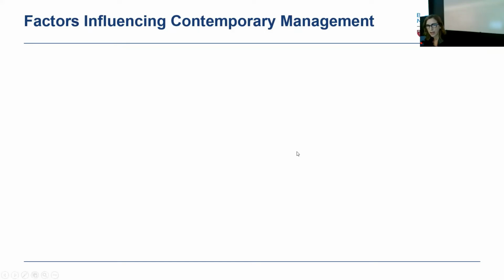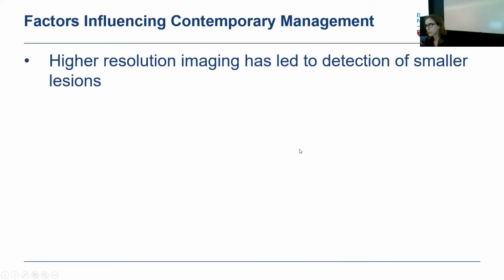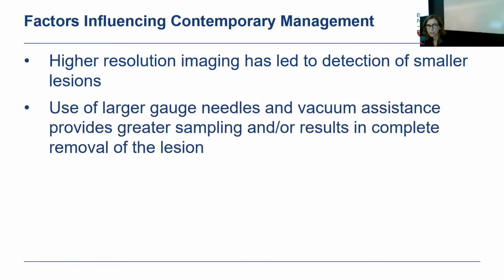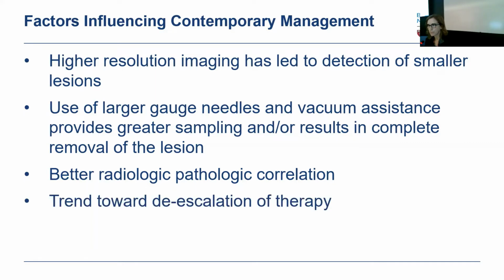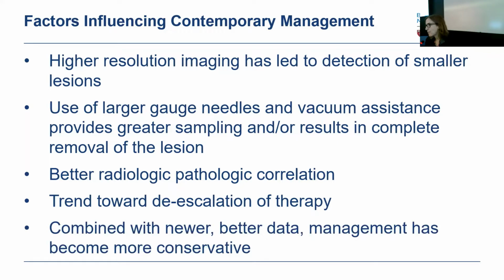But there are a number of factors that have influenced a change in management, so that contemporary management is somewhat different. We have higher resolution imaging that has led to detection of smaller and smaller lesions. We have use of larger gauge needles and vacuum-assisted devices, which provide greater sampling or result in complete removal of the lesion. We also are better now at radiologic-pathologic correlation. I think we make more of a concerted effort in that regard, through radiology-pathology correlation conferences, for example, and direct conversations with our radiologists. And then finally, there's this trend toward de-escalation of therapy in the cancer field. So it makes sense to try and de-escalate for these benign lesions, right, if we have newer, better data that can inform a more conservative approach.